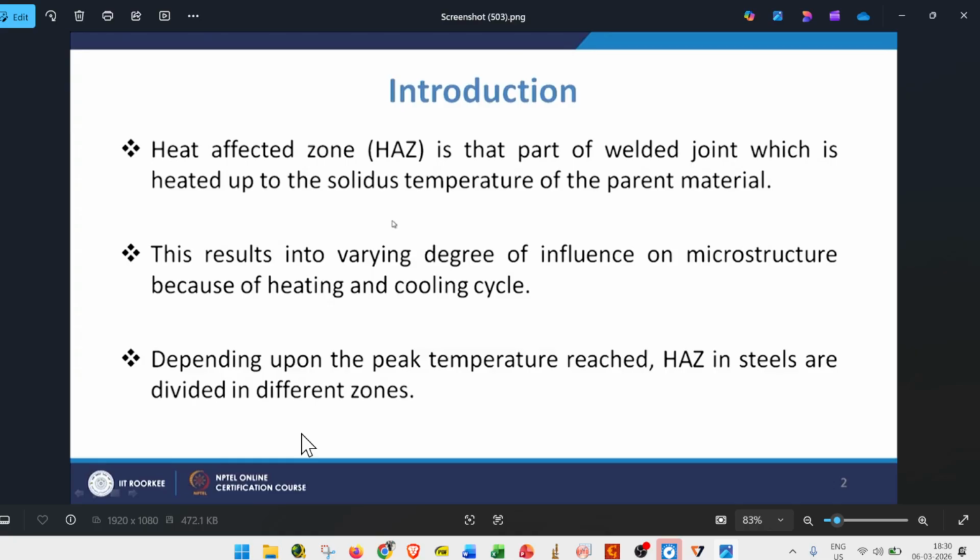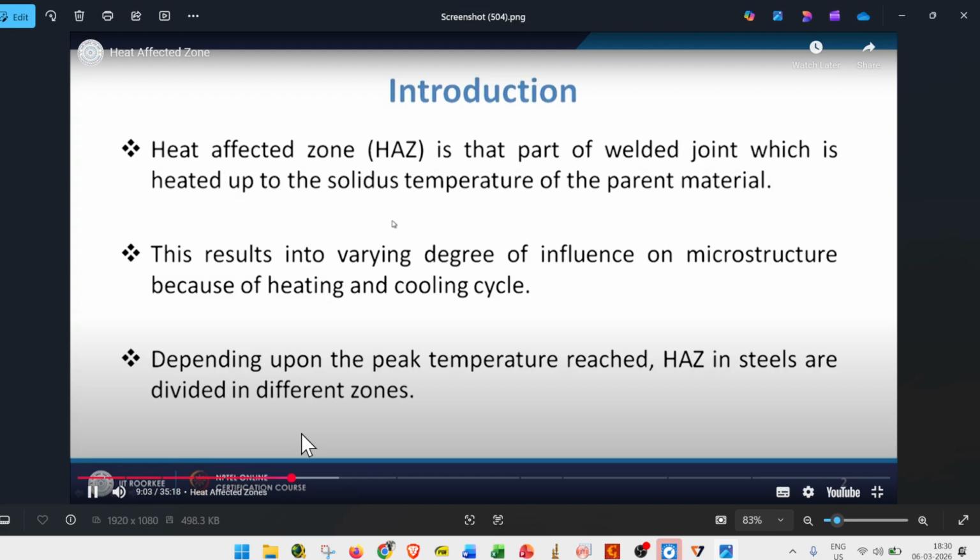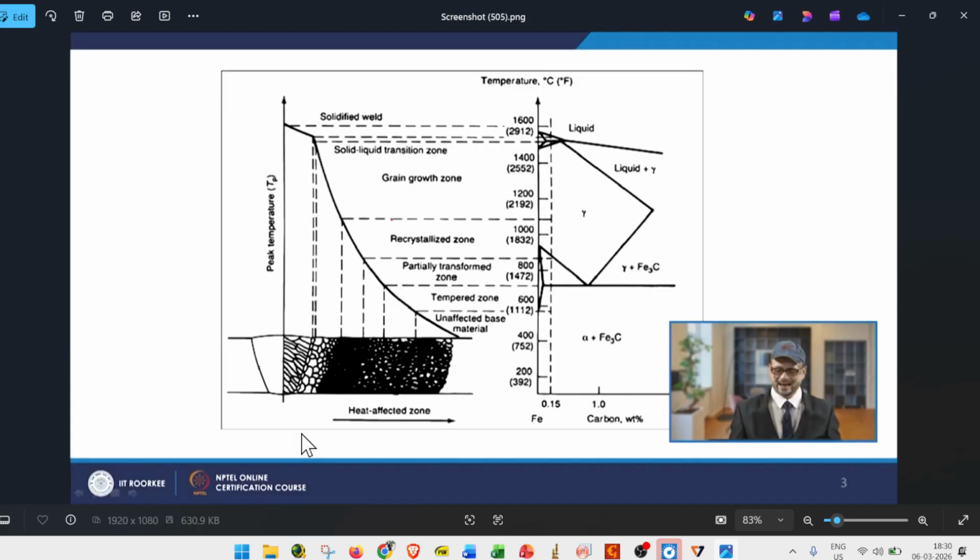This results in various degrees of influence on the microstructure because of the heating and cooling cycles. Depending on the peak temperatures reached, the HAZ in steels is divided into different zones. So we can define the HAZ as the region between the solidus temperature and the recrystallization temperature of the parent material. So what are the three zones you can see here?